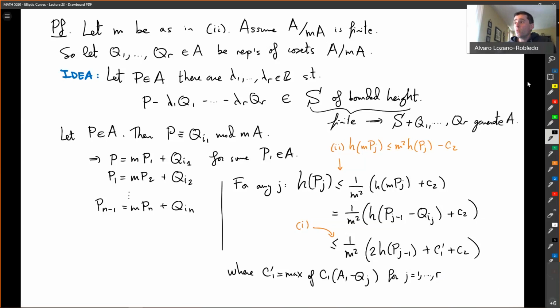So now c1 prime and c2 do not depend on p. I have that equation that tells me that I can relate the height of pj to the height of pj minus 1 with constants that do not depend on p itself. They only depend on a. Great.